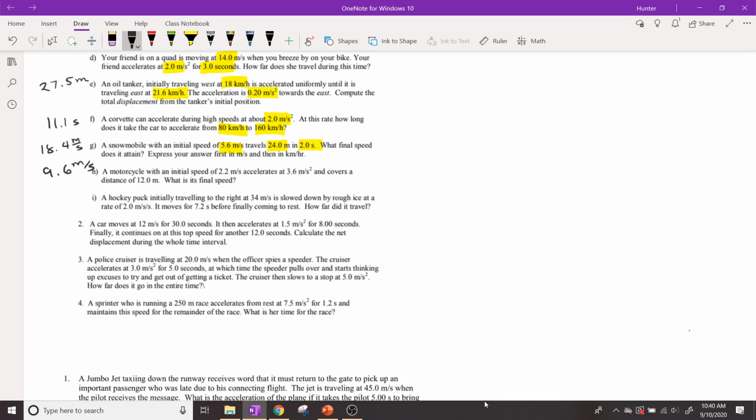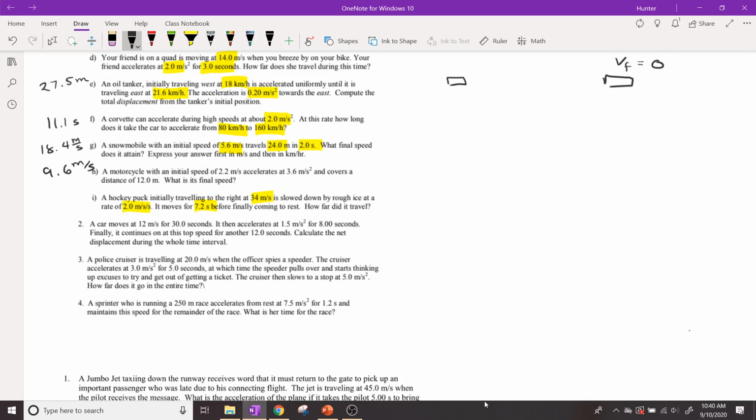A hockey puck initially traveling to the right at 34 meters per second is slowed down by rough ice at a rate of 2 meters per second squared. It moves for 7.2 seconds before finally coming to rest. How far did it travel? So we're going to look at our DVAT. Our hockey puck says it went to rest, right? So what's the final velocity?